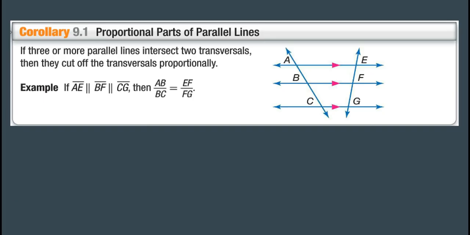Then we have a corollary, proportional parts of parallel lines. If three or more parallel lines intersect two transversals, then they cut off the transversals proportionally. Right here, we have 3 parallel lines that's indicated with these arrows. So here we're saying if AE is parallel to BF, which is also parallel to CG, then we know that AB divided by BC is proportional to EF divided by FG.